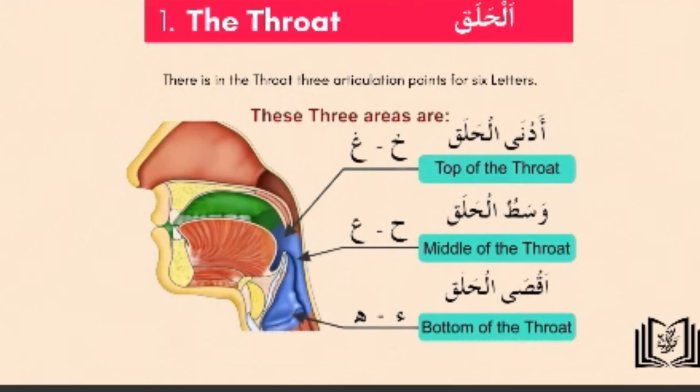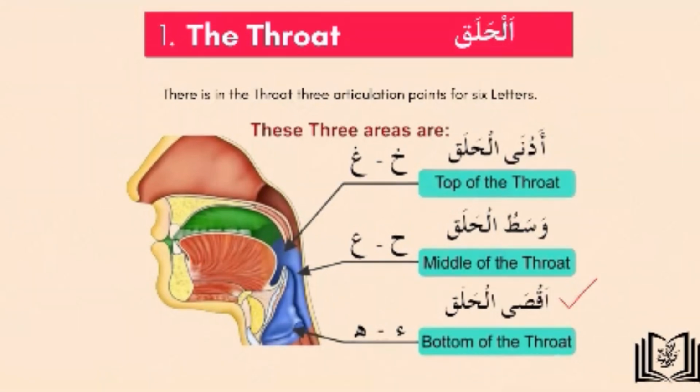The first one, aqsal halaq. Aqsal halaq is the bottom part of the throat, the lower part, the deepest part of the throat, the inside part of your throat. In aqsal halaq, we have 2 alphabets coming out: hamza and ha.